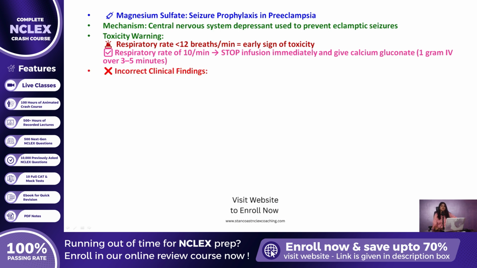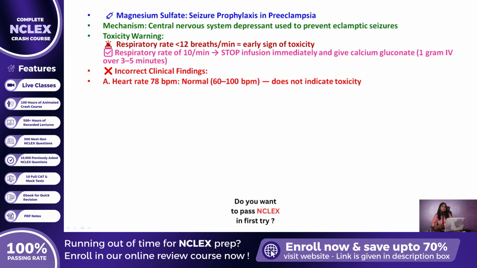Now examining the incorrect choices. Option A, a heart rate of 78 beats per minute is well within the normal adult range of 60 to 100 beats per minute. While magnesium can cause bradycardia and severe toxicity, a heart rate of 78 is stable and does not indicate any need to stop the medication.